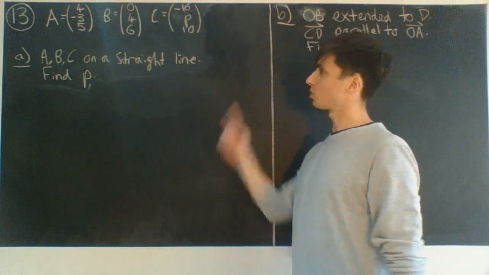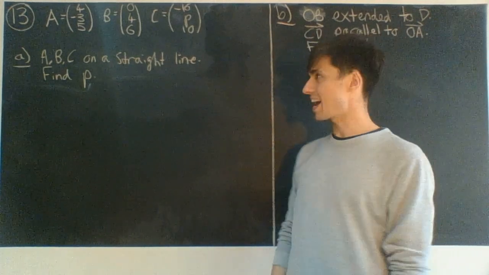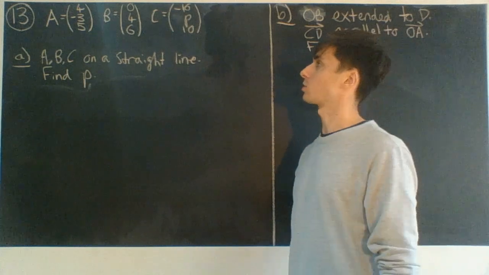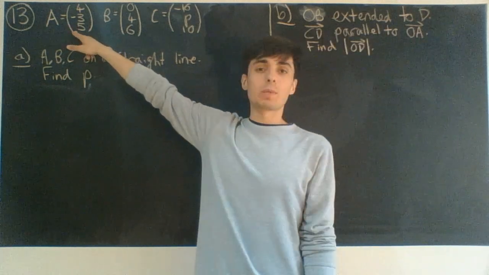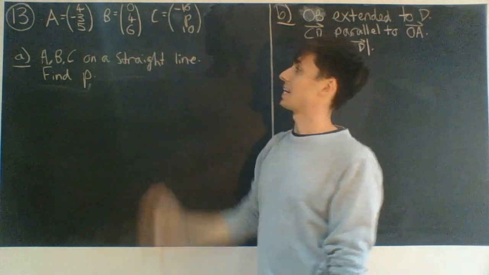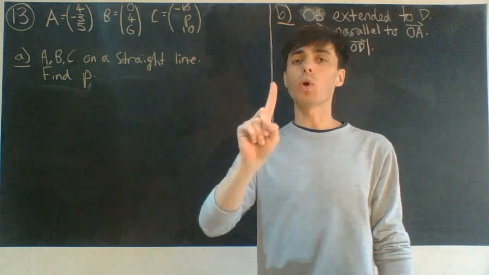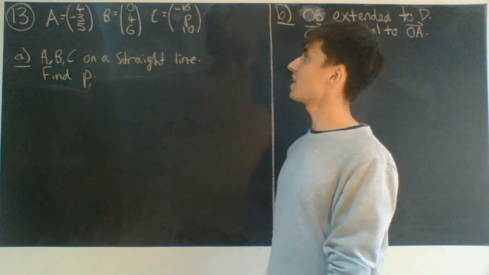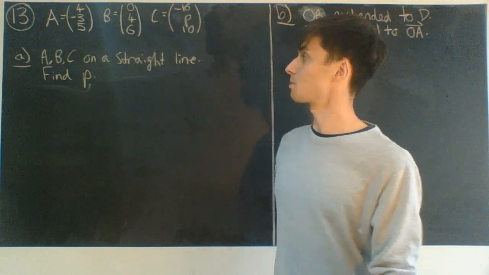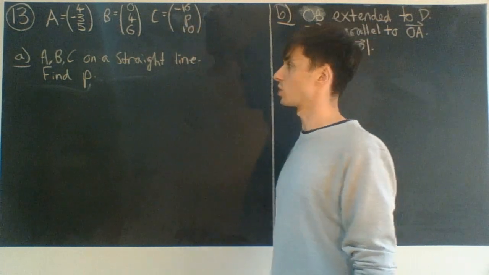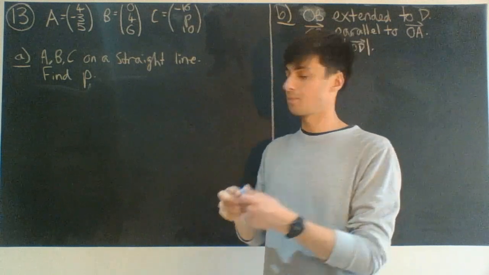In this question, we've got two problems involving vectors. Let's look at the first one. We're given three position vectors, A, B, and C, and we're told they lie on a straight line. One of the position vectors, C, has a missing parameter, that's P. That's the y coordinate. We want to find it.